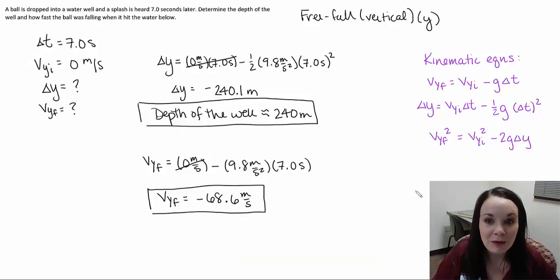So there you have it, a problem on free fall. So remember, these are the kinematic equations that we want to use whenever an object is falling vertically, or if something's being shot straight up and then coming straight back down, we consider those types of problems free fall. So find some problems similar to this to work on these skills.